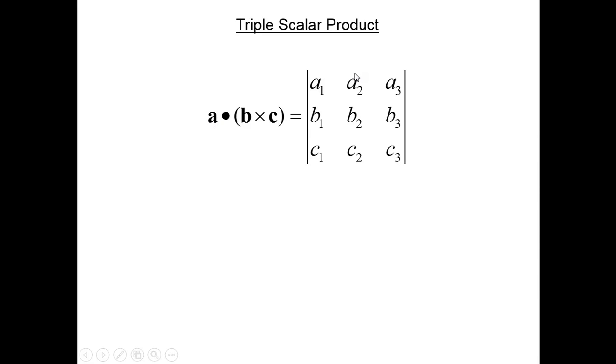And a quick way of doing that is to just take the determinant of A1, A2, A3, B1, B2, B3, and C1, C2, C3. So we're dealing with three vectors here. Think about it, your final answer here is going to be a number.